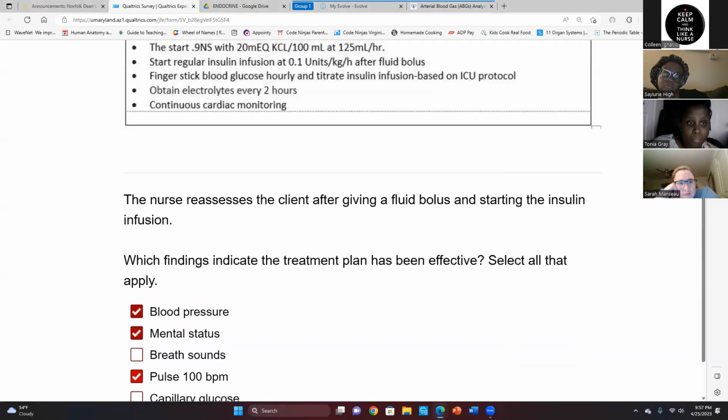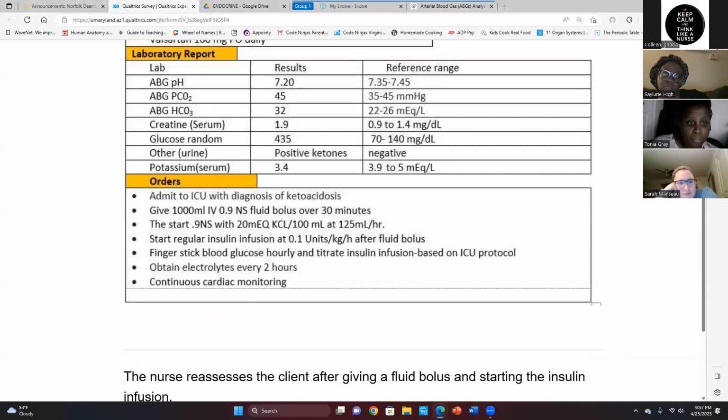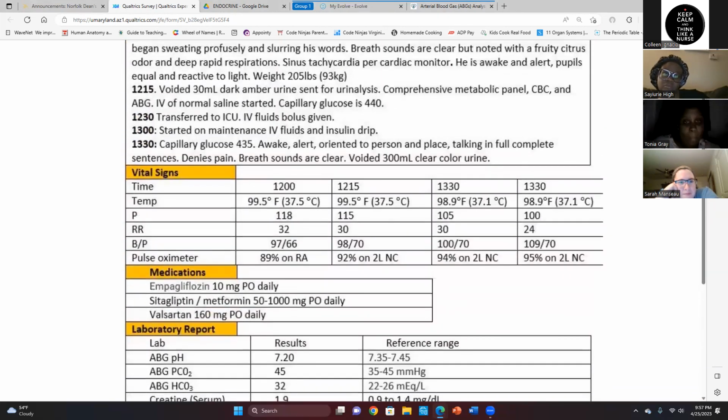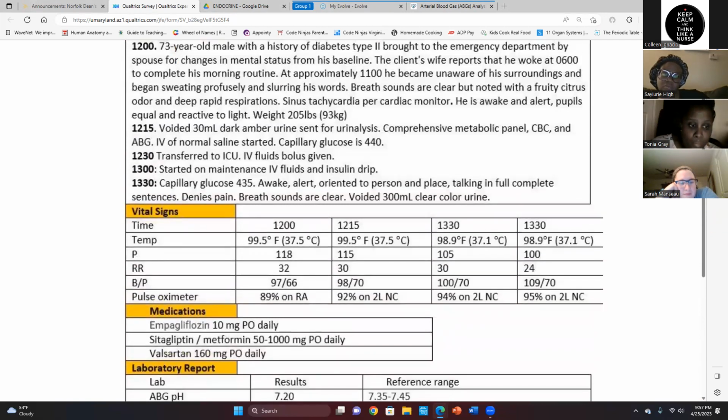And Sarah was 100% correct. She was like, I don't like that blood glucose. Like, that has only moved 5 and it's still in the 400s. Like, that's not good. Right. Okay. That is not good. Okay, that is the end of this case study.